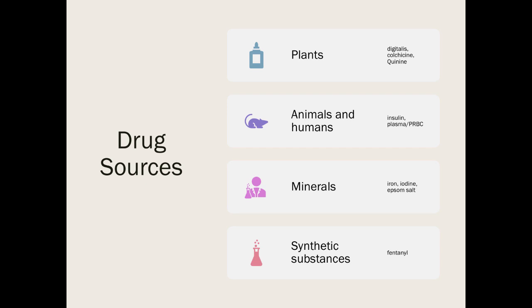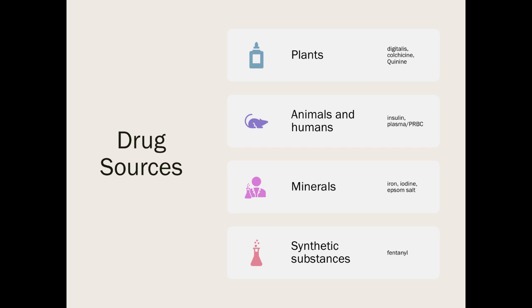Animals and humans, well, insulin. Insulin derived from animals. Insulin derived from humans, right? Insulin was originally derived from porcine, from pigs. Now we can derive insulin from humans, synthesize it from humans. We've got plasma. We've got packed red blood cells. We've got blood products directly from humans. Those are medications. Those are drugs. It's just something that we're giving to someone else. So animals and humans we can derive medications from.